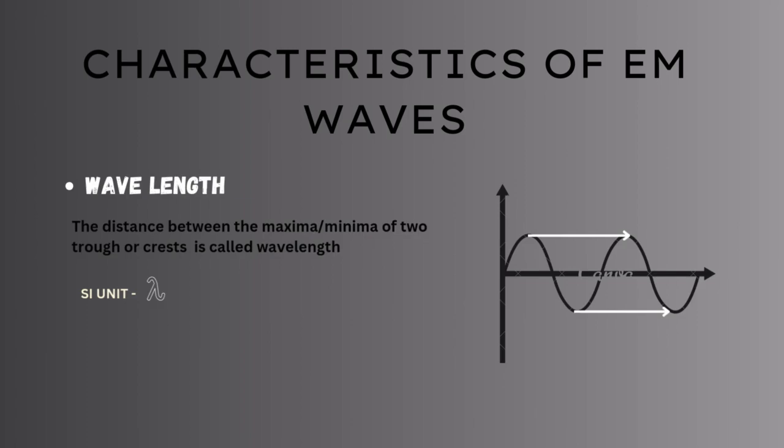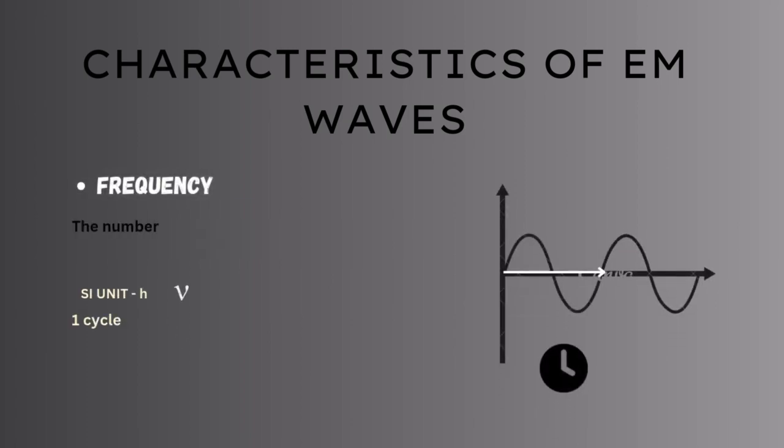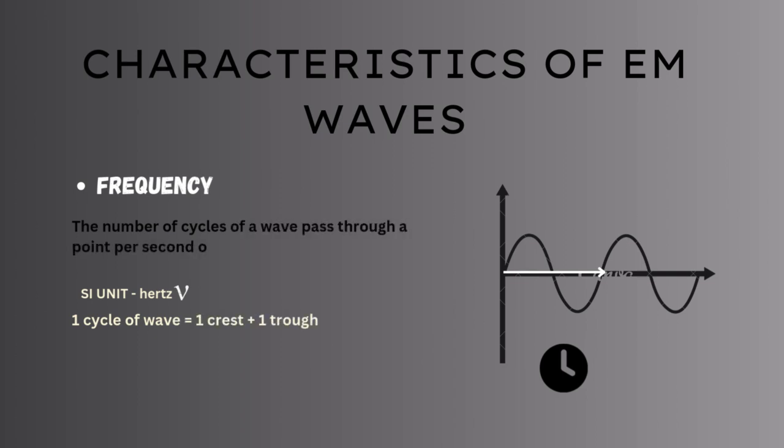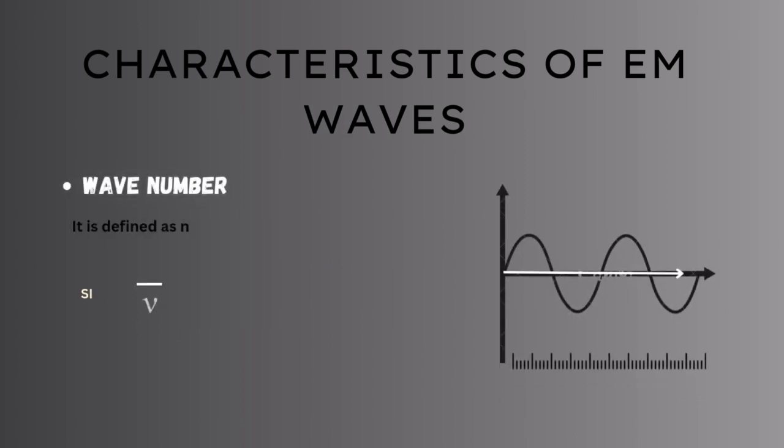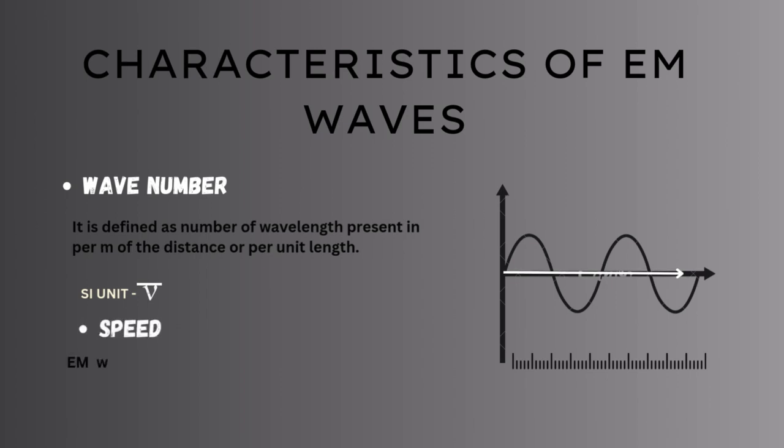SI unit, meter, symbol lambda. Frequency. The number of cycles of a wave passing through a point per second, or per unit time, measured in seconds. SI unit, hertz. One cycle of wave means one crest plus one trough. Wave number. It is defined as the number of wavelengths present in per meter of distance, or per unit length. SI unit, per meter. Speed. Electromagnetic waves' speed is 3 into 10 raised to 8 meter per second.